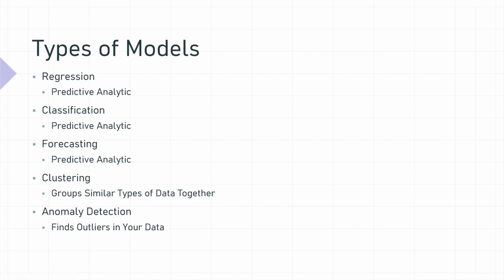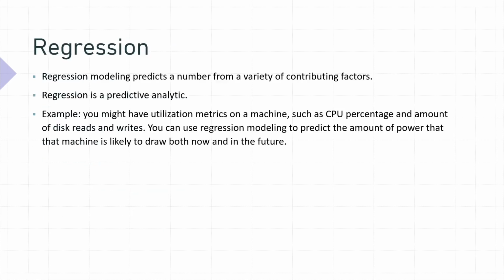And if you use those kinds of categories, then you can break it down and say, all right, the model fits in this overall parent category, and then we can talk about the actual model. And it helps make sure that we're actually trying to solve the problem with the right type of tools. And so regression, the basic concept here: regression models or predicts a number from a bunch of contributing factors. As I use in this example, we might have CPU percentage, amount of disk reads and writes, and you're going to use a regression model to predict the amount of power that a machine is likely to draw both now and in the future.